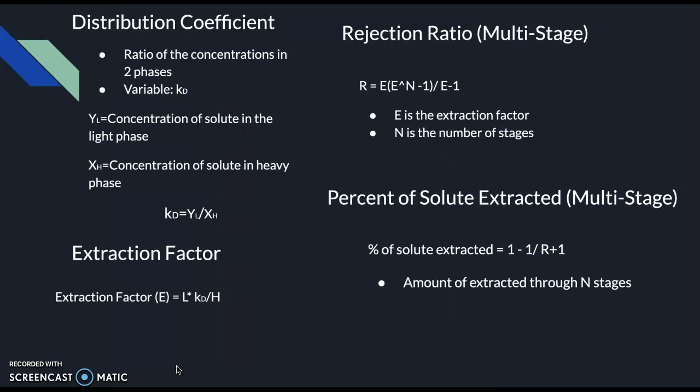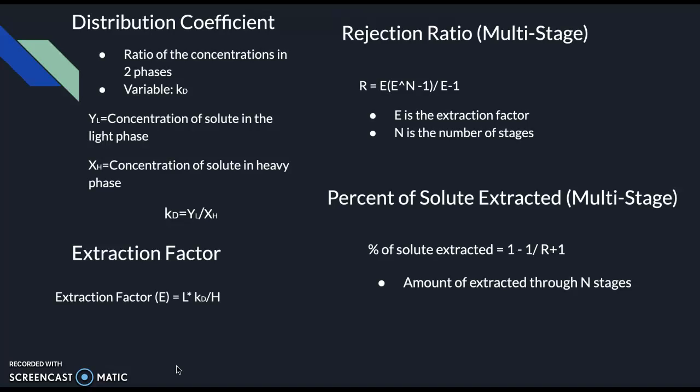Some of the equations we have are the distribution coefficient and extraction factor, which can be used when solving single and multi-stage extraction problems. We also have the rejection ratio and percent of solute extracted, which can only be used for multi-unit processes. The distribution coefficient is the ratio of concentrations of solute in the light phase, YL, compared to that in the heavy phase, XH.